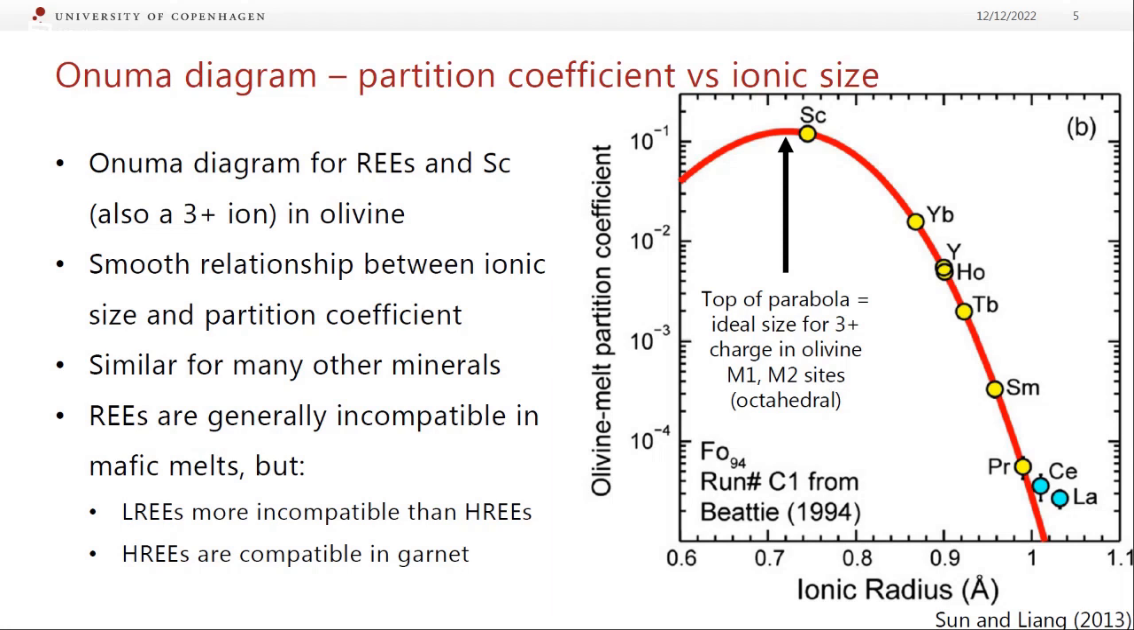And this is the case for lots of different minerals, and the rare earth elements are pretty much always incompatible in mafic minerals that are crystallizing from melts. But again, the light rare earths are generally more incompatible than the heavy rare earths, and this is really useful. There's also this other thing to note, that the heavy rare earths are compatible in garnet, and we'll come back to that later.